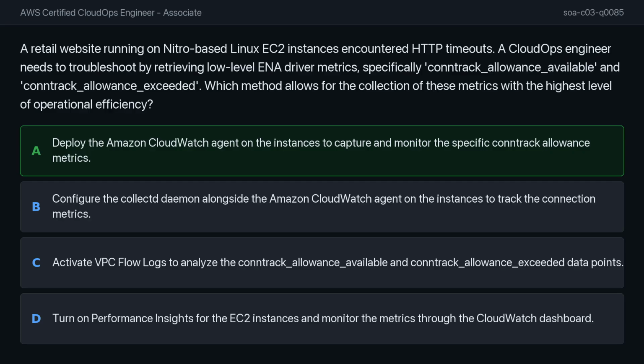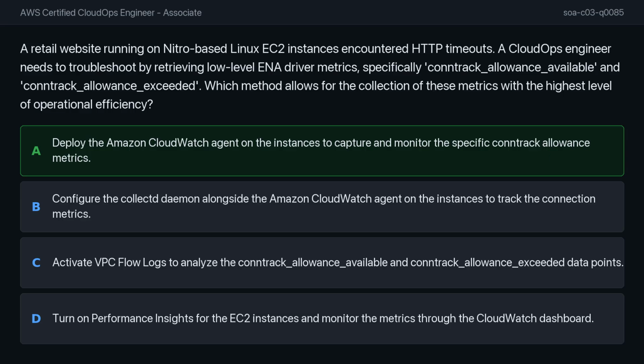layers or unnecessary dependencies. Regarding the other options, option B is less efficient as it adds the CollectD daemon, which creates unnecessary infrastructure complexity. Option C is incorrect because VPC flow logs capture network flow metadata, not the low-level host driver statistics needed here. Finally, option D is not viable because Performance Insights is a feature specifically designed for relational databases like RDS, not for EC2 instance driver monitoring.